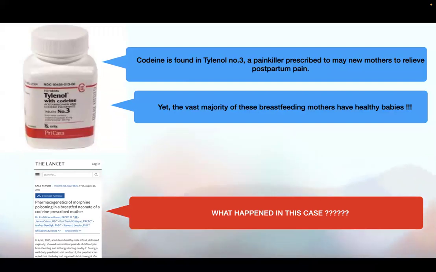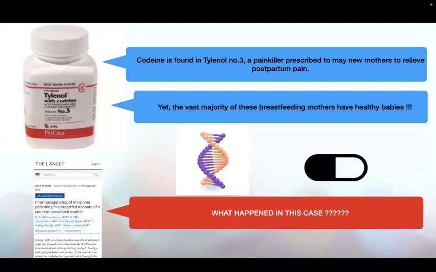Because the majority of the breastfeeding mothers have healthy babies after taking Tylenol as a painkiller. So what's new in this case? What is the interaction? It is a gene and drug interaction. Okay, let's understand this. So what happens in this case?